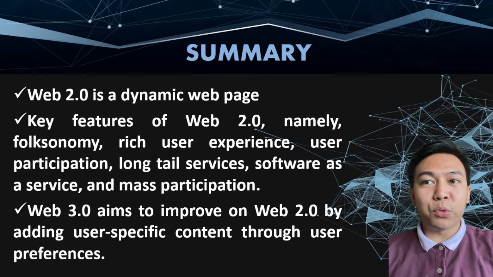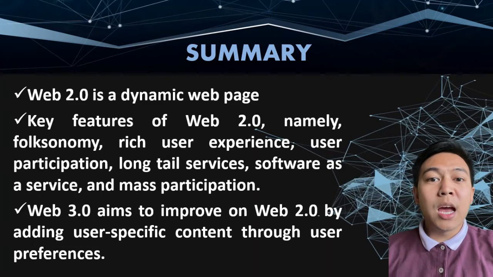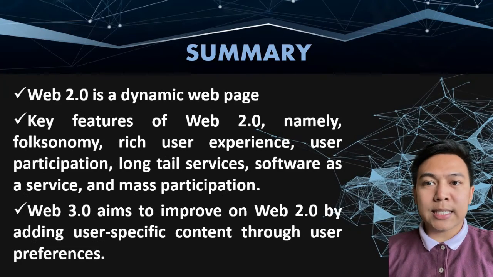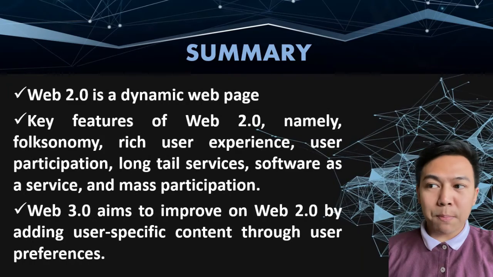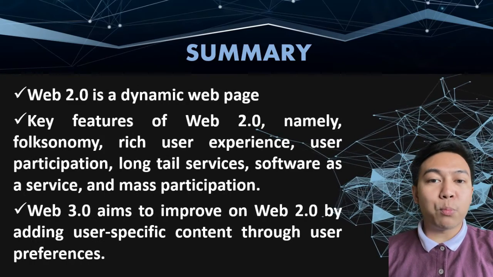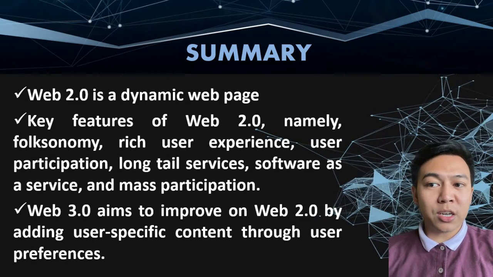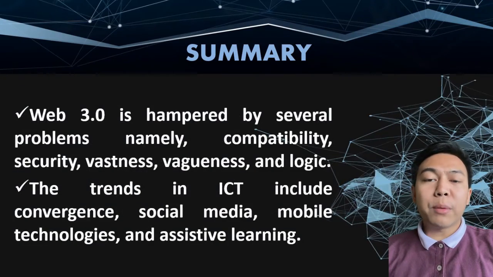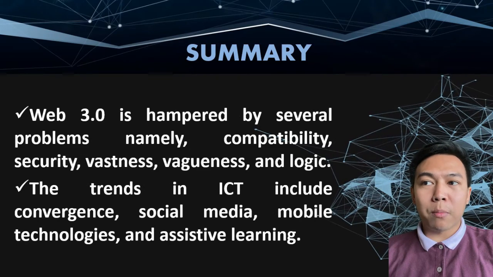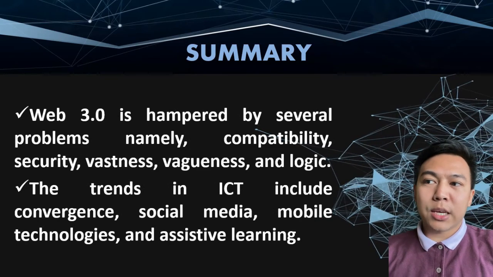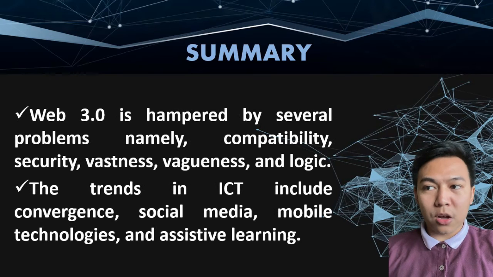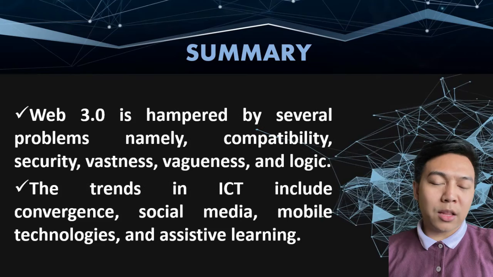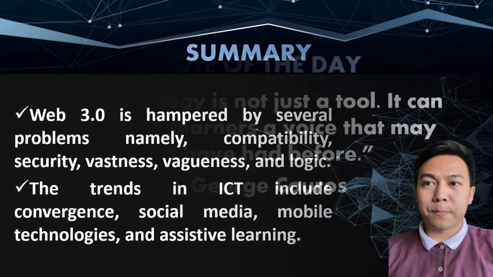The key features of Web 2.0 are namely folksonomy, rich user experience, user participation, long-tail services, software as a service, and mass participation. Web 3.0 aims to improve Web 2.0 by adding user-specific content through user preferences. Web 3.0 is hampered by several problems such as compatibility, security, vastness, vagueness, and logic. The trends in ICT include convergence, social media, mobile technologies, and assistive learning.